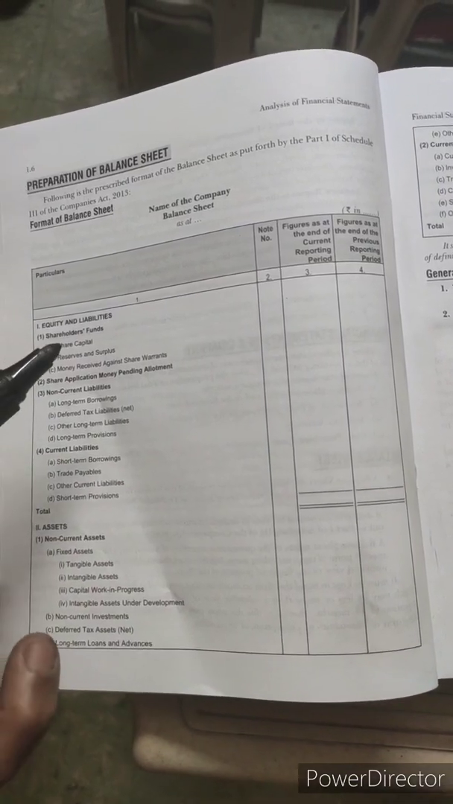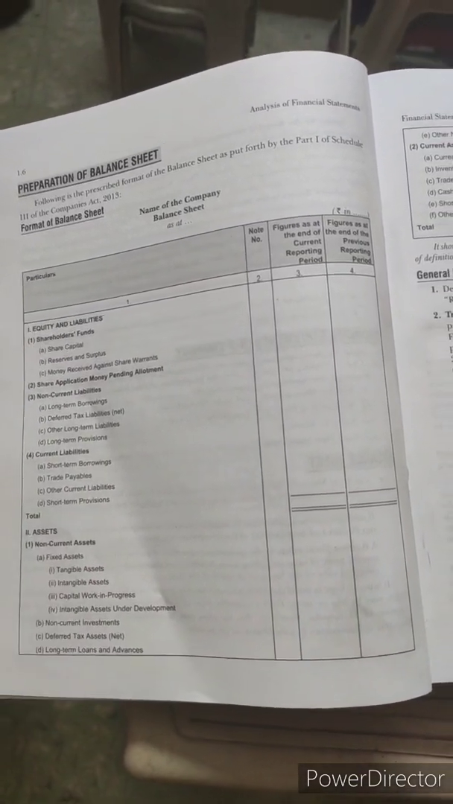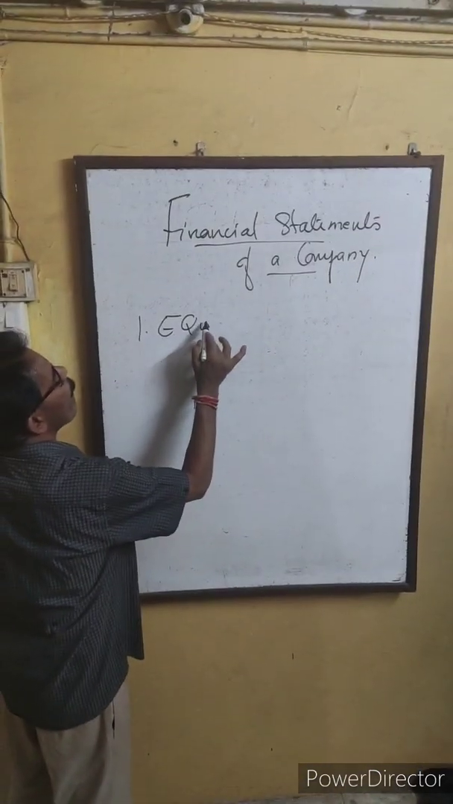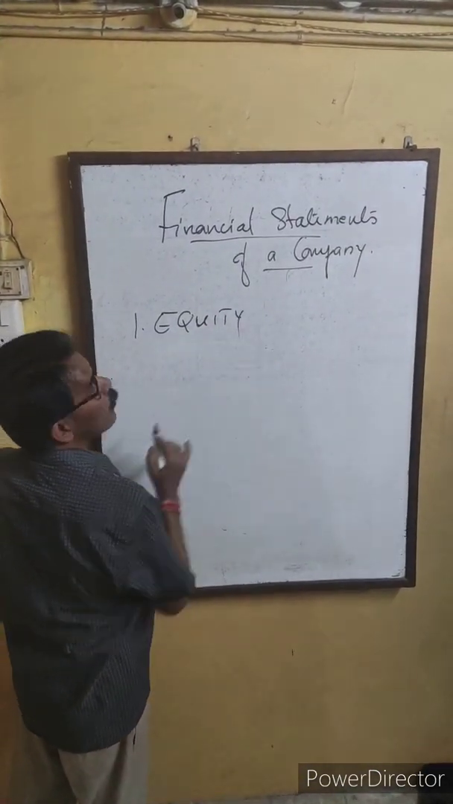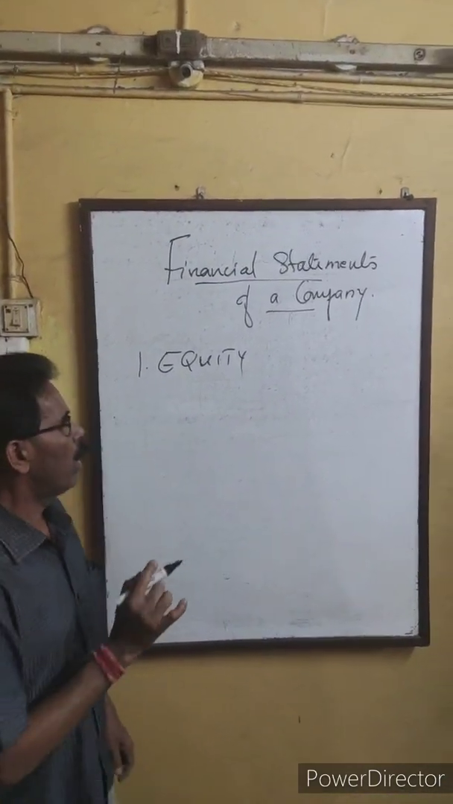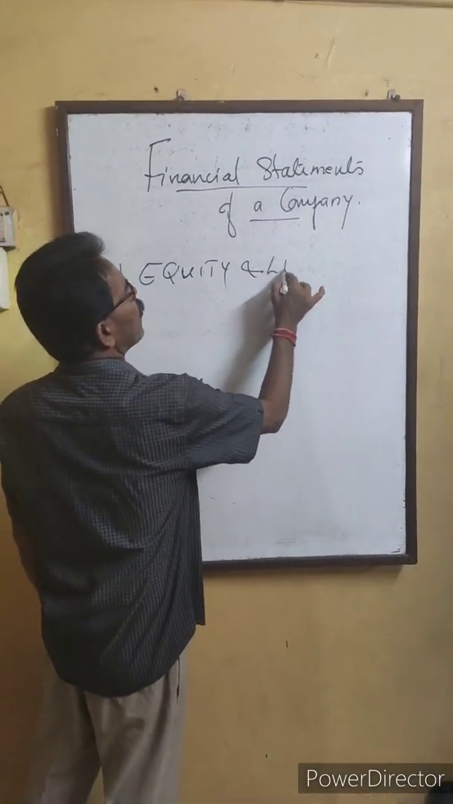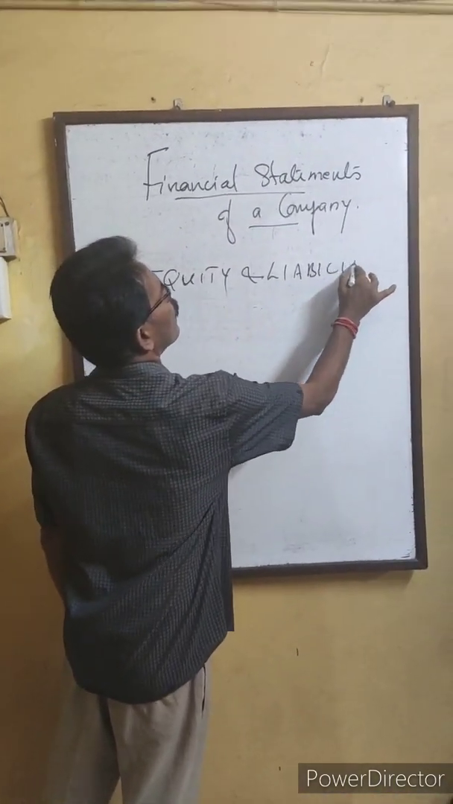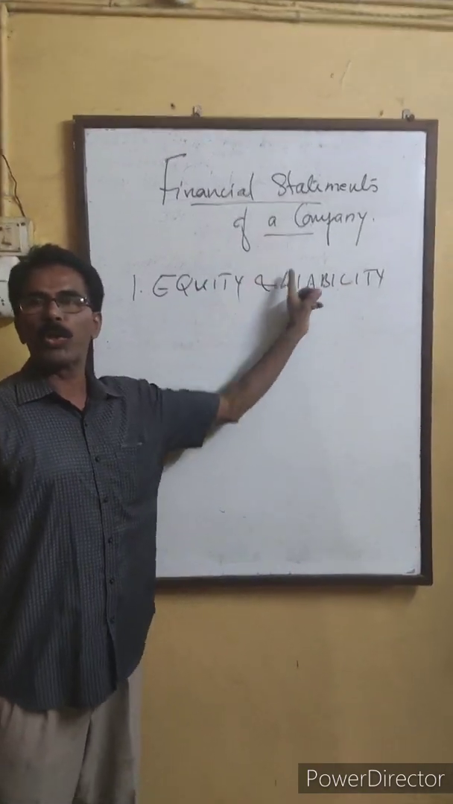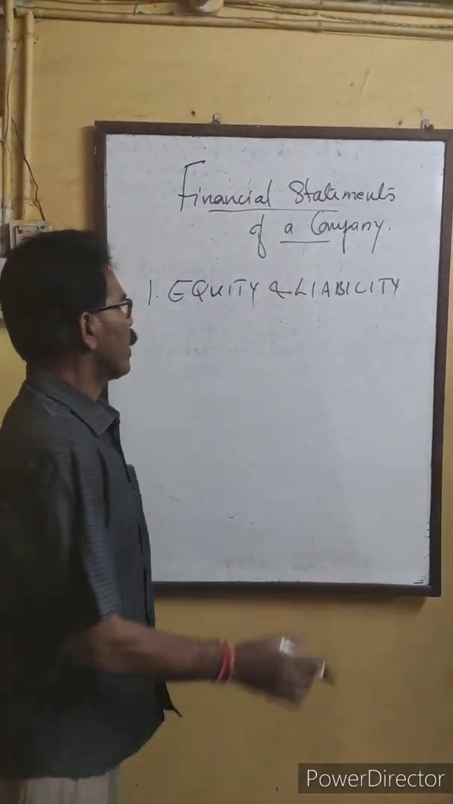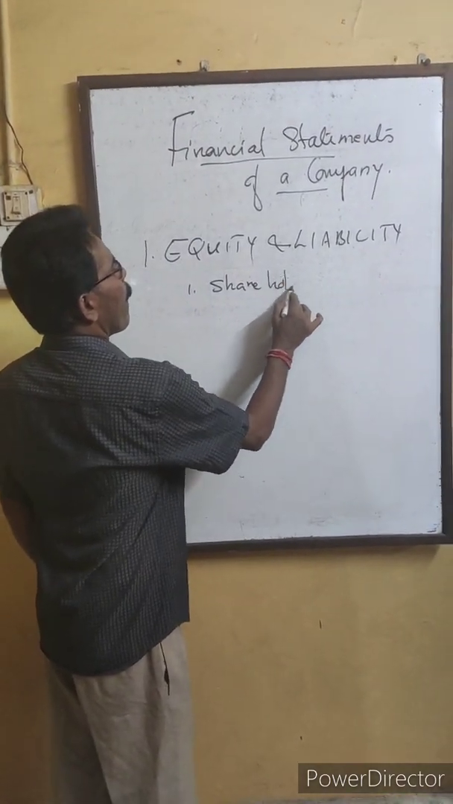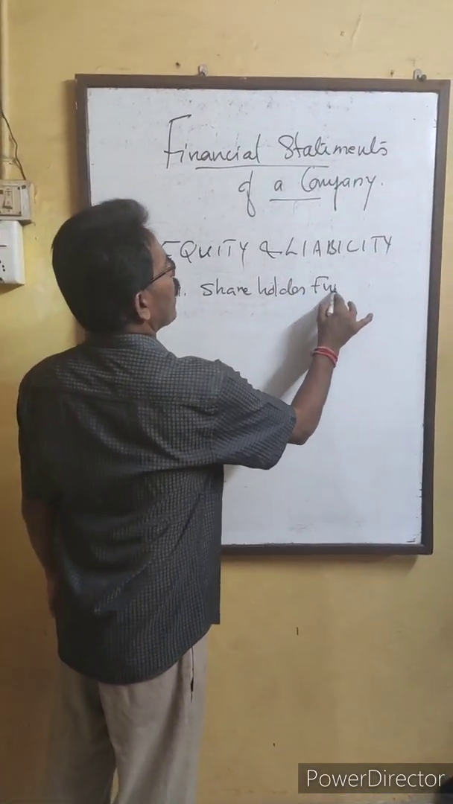And it starts with equities and liabilities. What is equity? In 11th, I have told you equity means capital and liability. You are also familiar with the word. Both these equities and liabilities. Then comes shareholders fund.